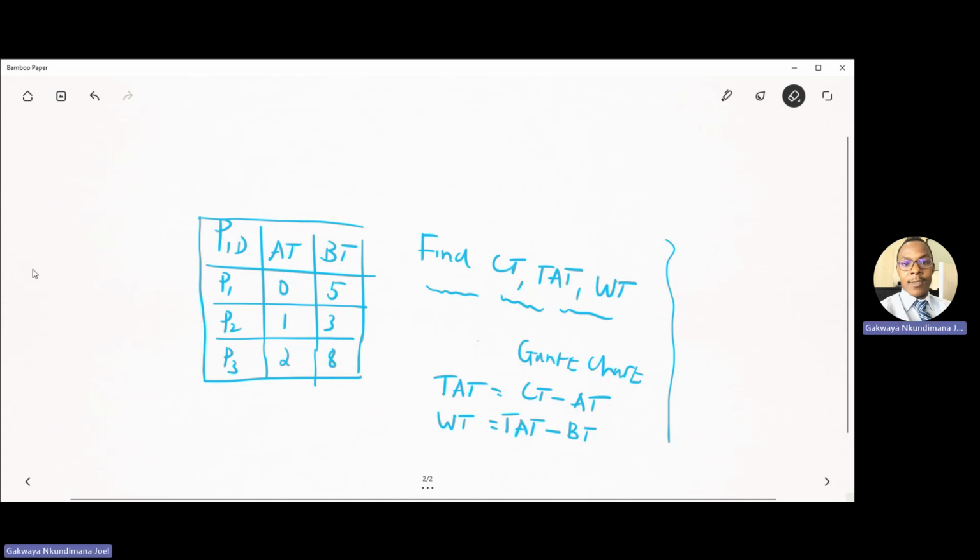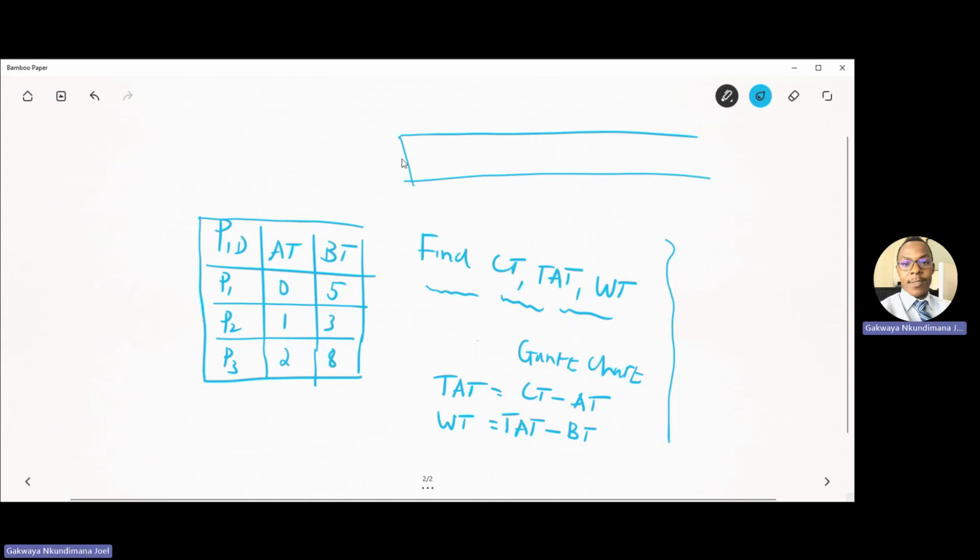So let's solve this. First, I'm going to create a Gantt chart and solve it by using the Gantt chart. A Gantt chart is built in this way. We align all the processes in the following order. Okay, so take an example. This is a Gantt chart. I'm going to put all these processes here.